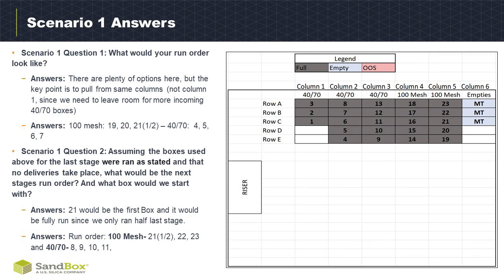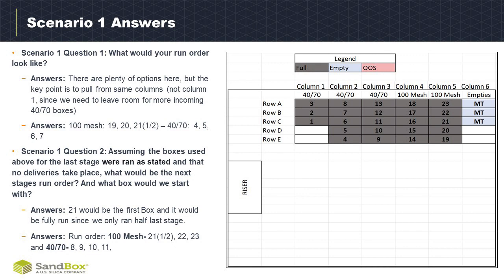Scenario 1 answers. Question 1 was, what would your run order look like? The answer for this is that there are plenty of options here, but a good idea is to pull from the same columns. One key point is we shouldn't pull from column 1, since we need to leave room for more incoming 40/70 boxes. So my run order would look like this.